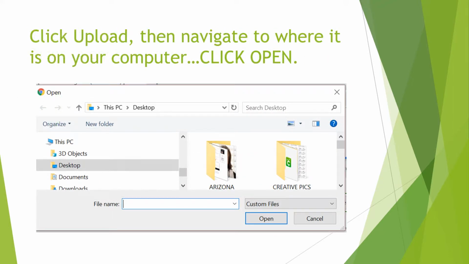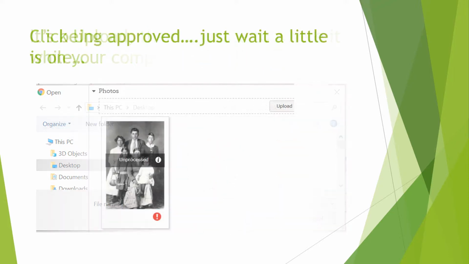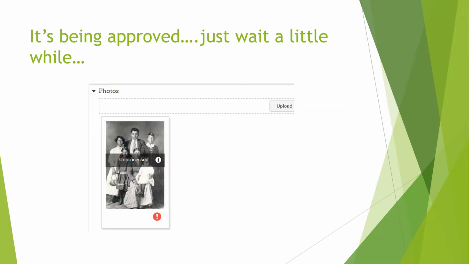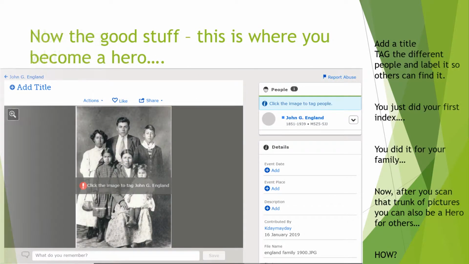The way you upload it is you click the upload button, then navigate to where it is on your computer, find it, and then click open. It has to go through an approval process, takes about 45 seconds to a minute. They just want to make sure that it's an appropriate picture for Family Search. Now here comes the good stuff. This is where you become a hero to others.